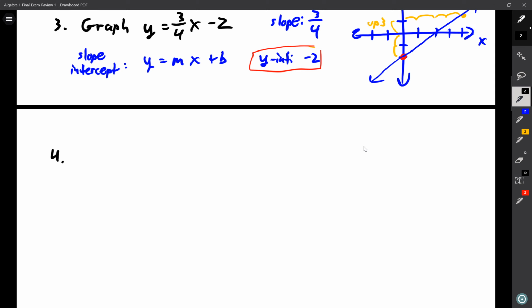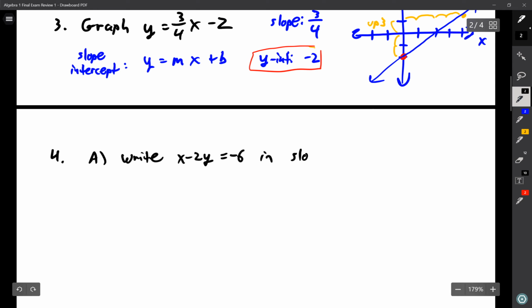Number 4. So we have an equation and we're asked to write it in slope-intercept form. And then state the slope and the y-intercept. So part B is just like number 3 as far as stating the slope and the y-intercept, but we need to rearrange the equation first. So here's what we have. Write x minus 2y equals -6 in slope-intercept form. And let's go and do that part first before we write part B.